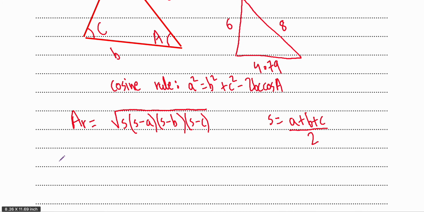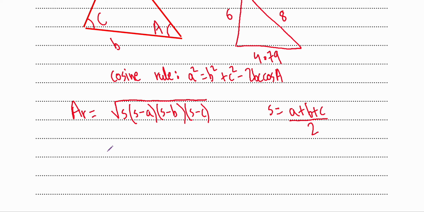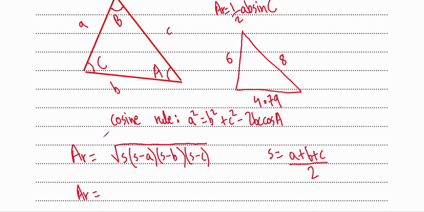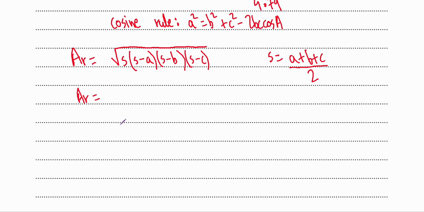So in our case, let's find it using Heron's formula, and then we'll confirm using the cosine rule and the formula for the area of a triangle that we know, and see if they're close enough. Because we're going to be rounding, so we won't get the exact same answer. So the area should be equal to, well, if you do (a plus b plus c) divided by 2, we get 8 plus 6 plus 4.79 divided by 2, which is 9.40. So we have s equal to 9.40.